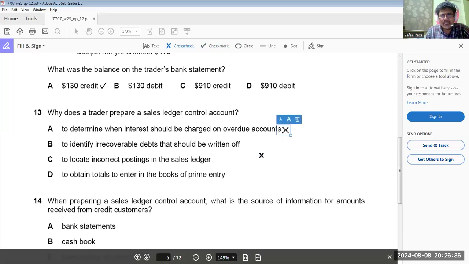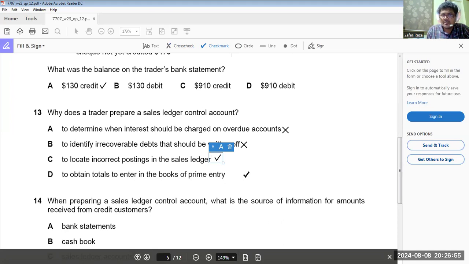To identify irrecoverable debts that should be written off. No. To locate incorrect posting in the sale ledger. Yes, this is correct. To obtain totals to enter in the prime book. No. We take the totals from the prime books.